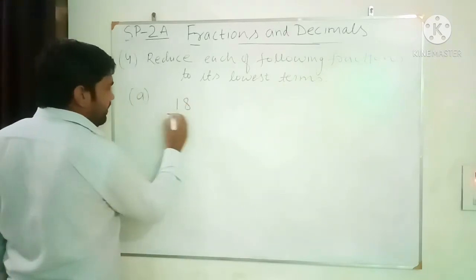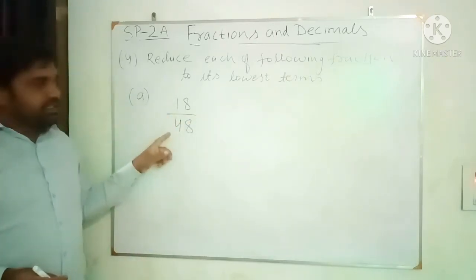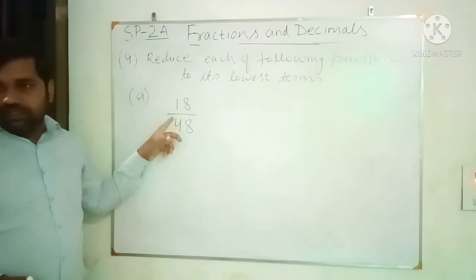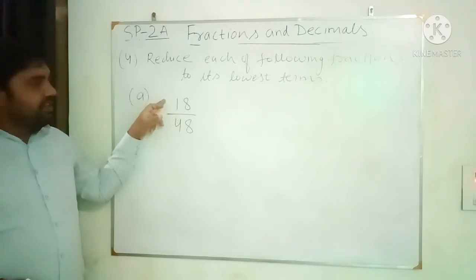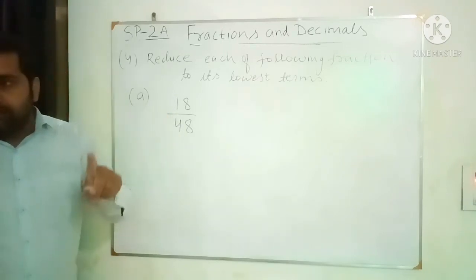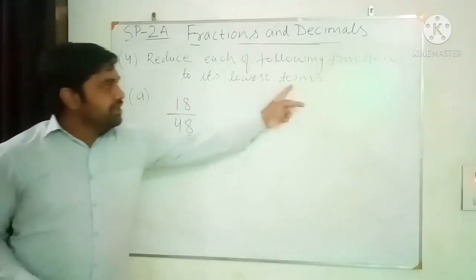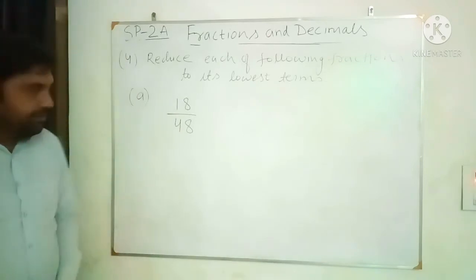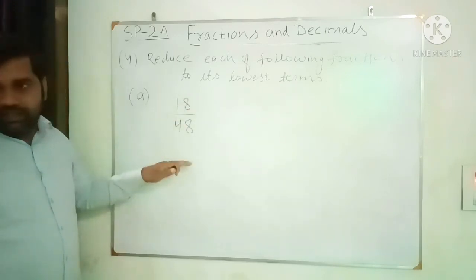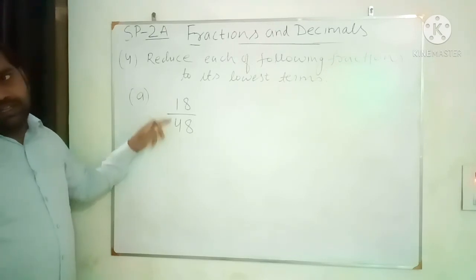Now 18 by 48. To reduce to the lowest term: if the HCF of the numerator and denominator of a fraction is 1, then the fraction is said to be in the lowest term. If it is not, we divide both numbers by a common number that divides both.